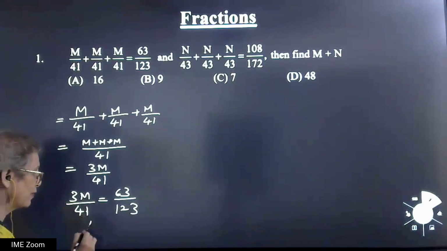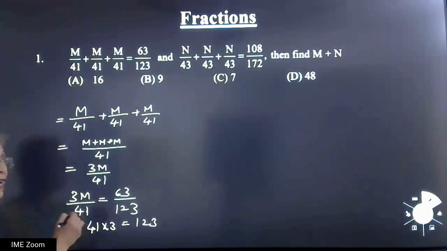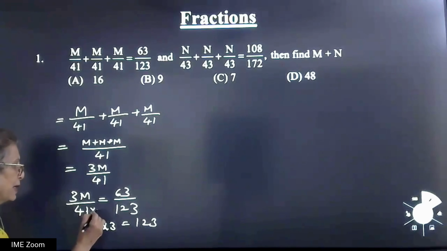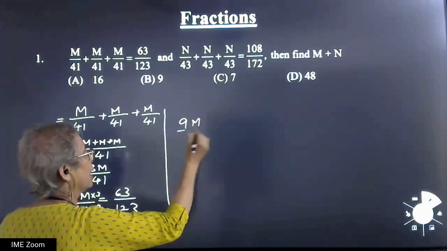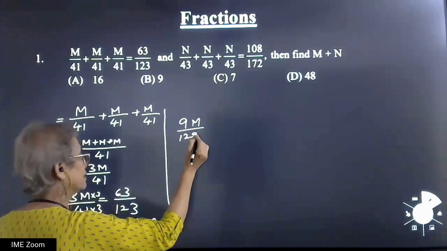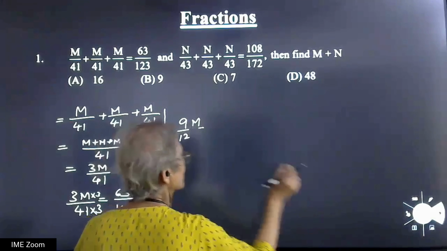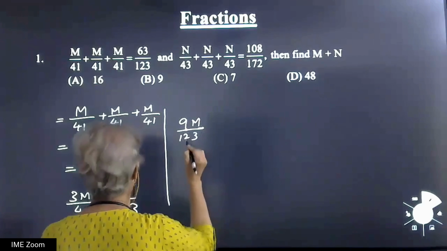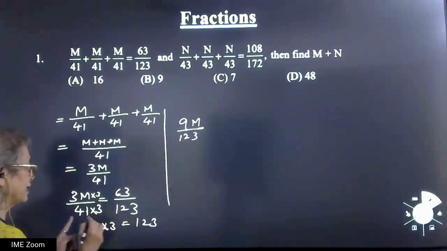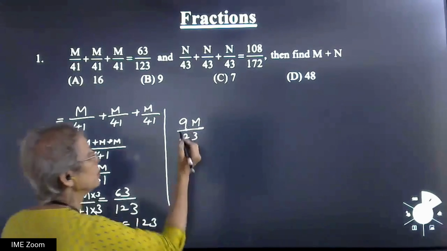If you multiply this 41 by 3, we will get 123. Correct? And to get the equivalent fraction, here we will multiply both numerator and denominator by 3. So what we will get? 3 3s are 9M upon 123. This is 9M upon 123. 41 multiplied by 3 is 123, and now both the denominators are same. So we got the equivalent, right? And here numerator is 9M.